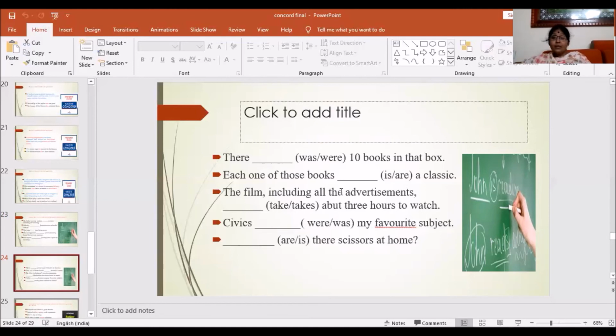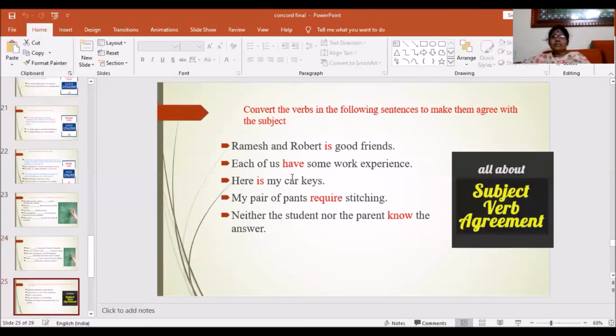The film, including all the advertisements, take or takes? The answer is takes about 3 hours to watch. Now next one. Civics were taught or was taught? Was, because civics is one subject, right? Dash their scissors at home. Now you should say are there scissors at home, right? Is it clear?